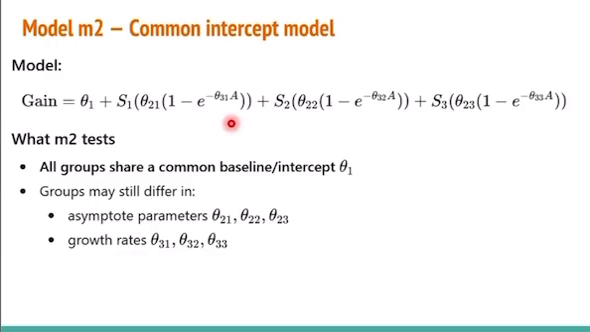Now, let's take a look at the second model. The second model is trying to say, okay, let us build a model where all the classes of protein have the same baseline. You can see that, theta 1. That is why we call that the common intercept model. But they differ in other parameters. They have different asymptotes, they have different growth rates, but they only have a common intercept. That is the second model.